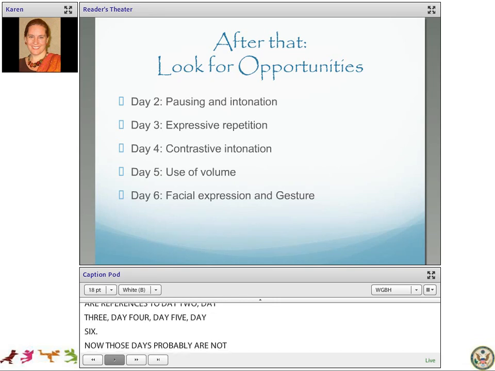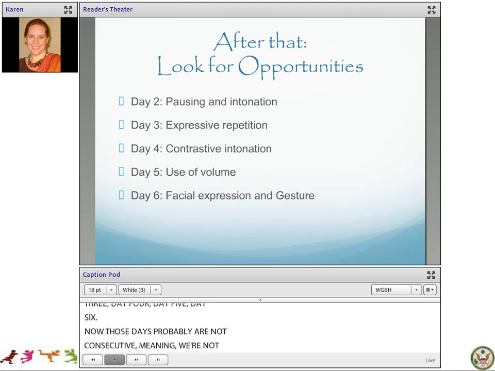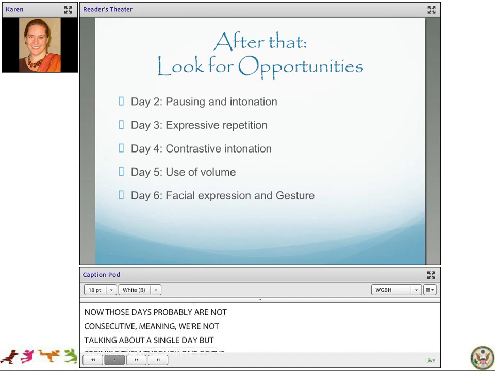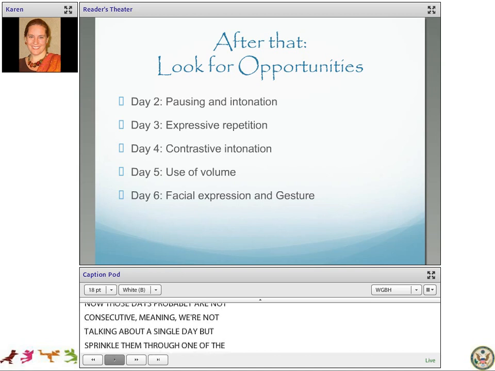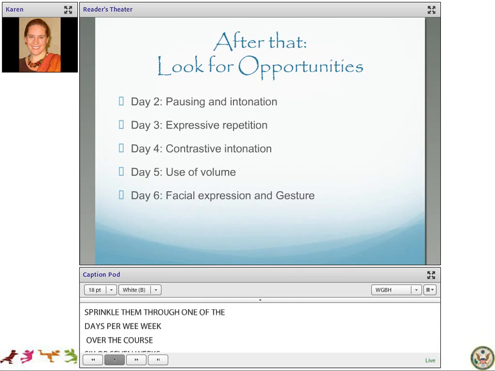Now those days probably are not consecutive, meaning we're not talking about a single 6-day week of readers theater. Rather, you may want to sprinkle these through one of these days per week over the course of 6 or 7 weeks in a semester. Or you may want to revisit it a little more often. This would be your discretion, depending on the type of program you teach in and how often you see your students. But at this point, let me go through those different days.